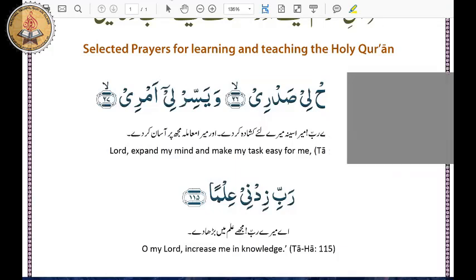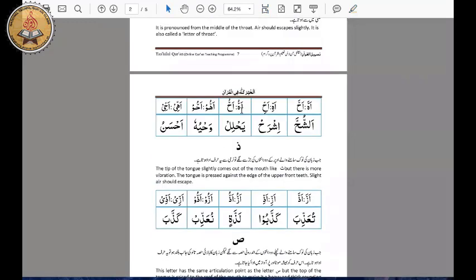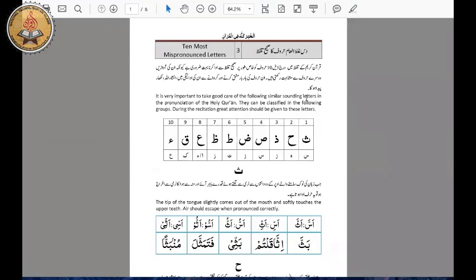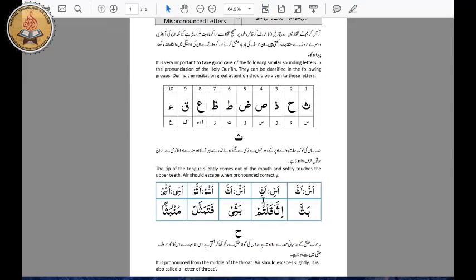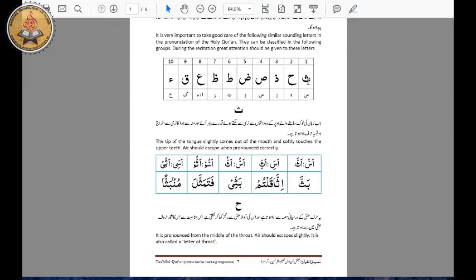Okay, so as I said, we're going on to lesson number 3, which is 10 most mispronounced Arabic letters. And we are basically going to be covering the first of those in this series. We've got 10 altogether that we're going to be covering in this lesson, and we're going to be looking at the letter Tha first of all.